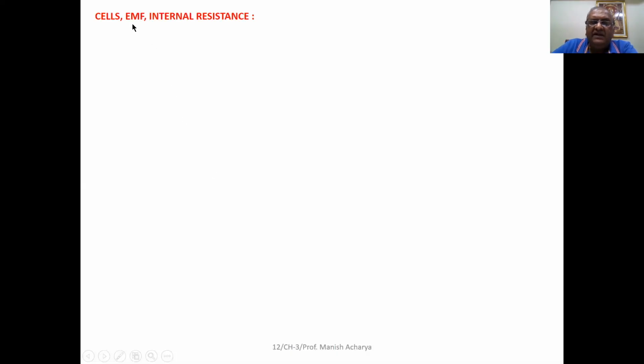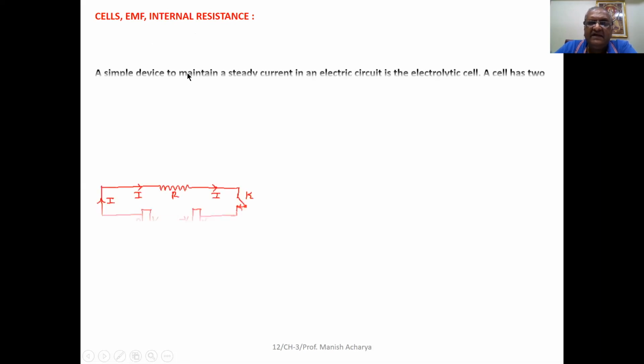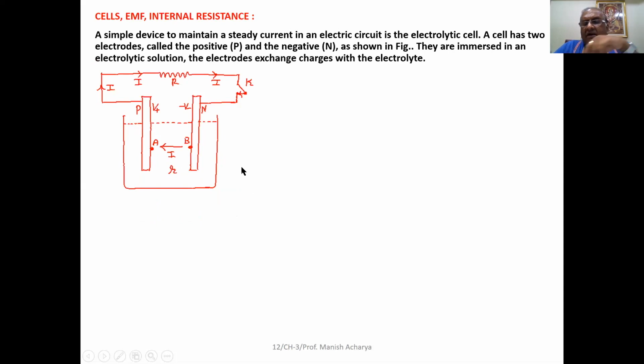The next topic is cells, EMF and internal resistance of the cell. Now, the simple device with the help of which we maintain the constant current in the circuit is called the battery or cell. Here, one electrolytic cell is represented in the figure.